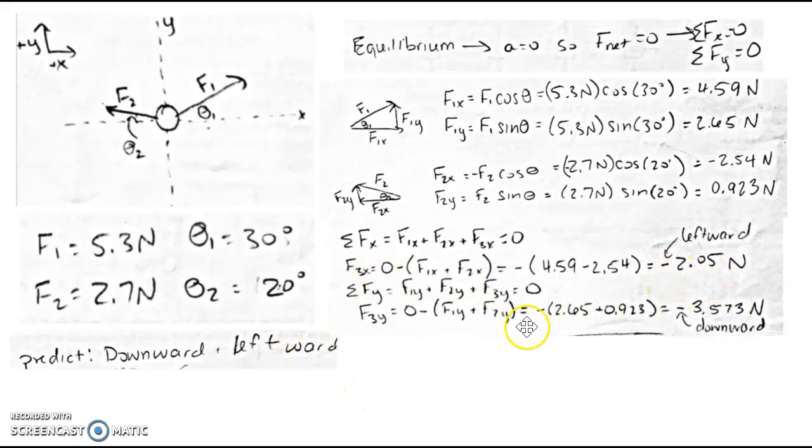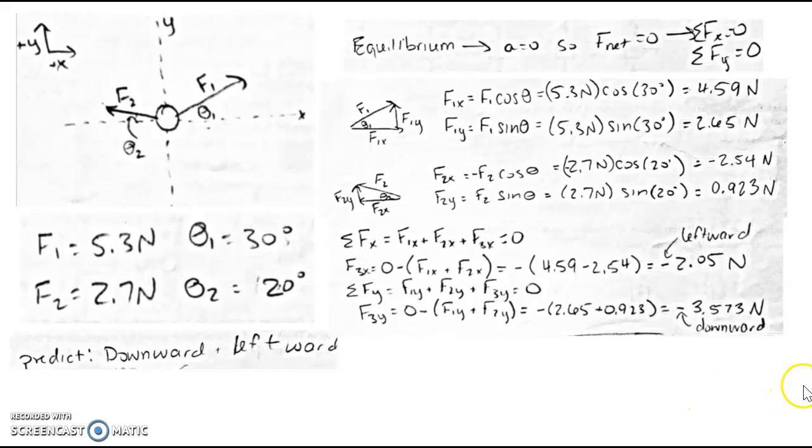We can do a similar thing for the y direction, our vertical direction. The components of our three forces should all sum to 0. Plugging in the information we know and rearranging to solve for the y component of this third force, we end up with a negative 3.573 newtons. Negative sign meaning downward, which is what we predicted.